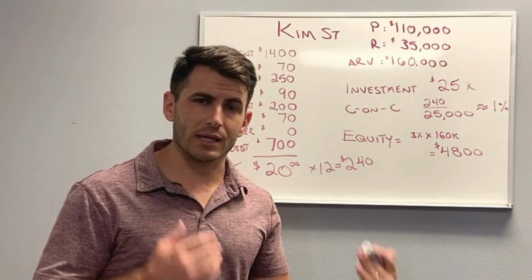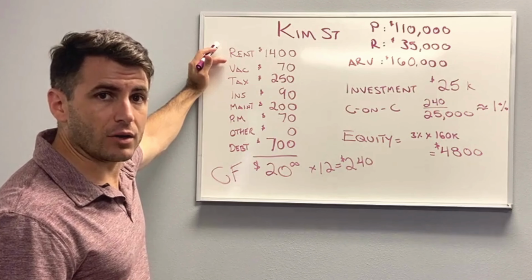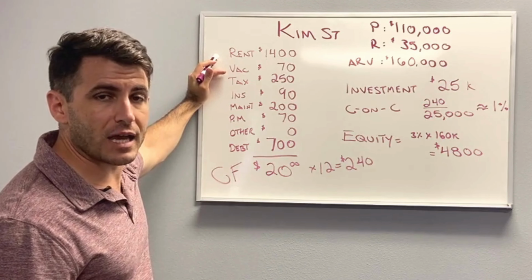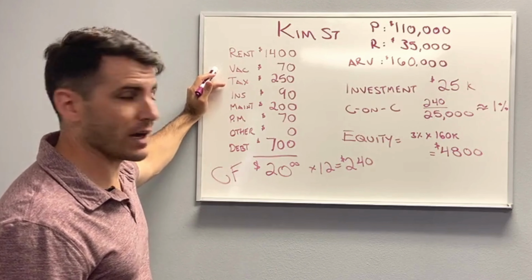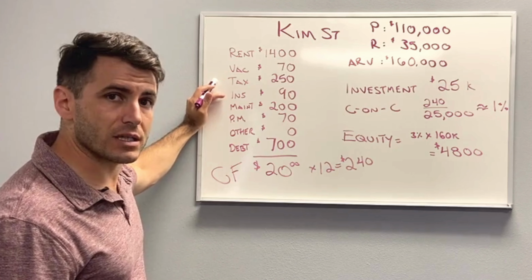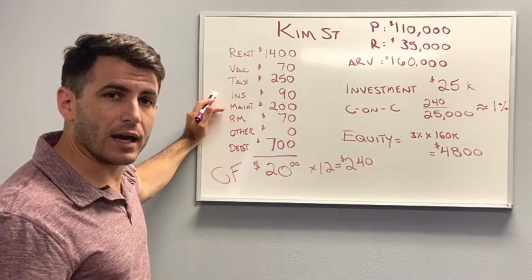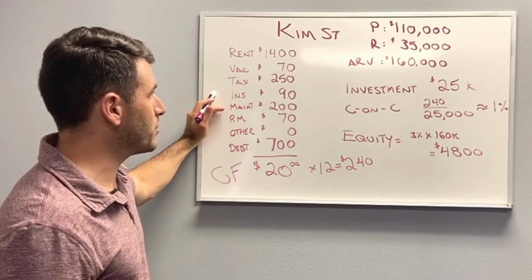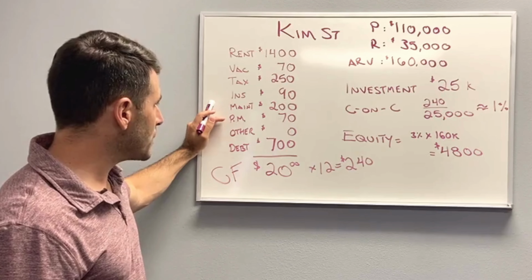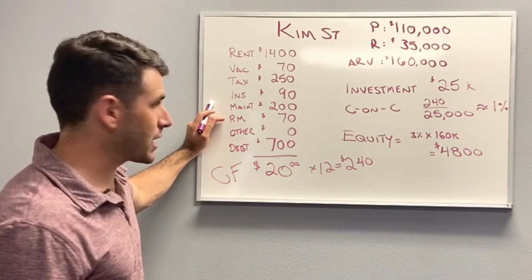So let's look at the cash flow. My rent estimated at $1,400 a month. My vacancy, 5%, $70 a month. My taxes come out to $250 a month. My insurance is $90 a month. My maintenance is $200 a month. Again, 15%, and I adjusted it based on the repairs we were going to do and the age of the property. My property management, again, I self-manage, but 5% is $70 a month.